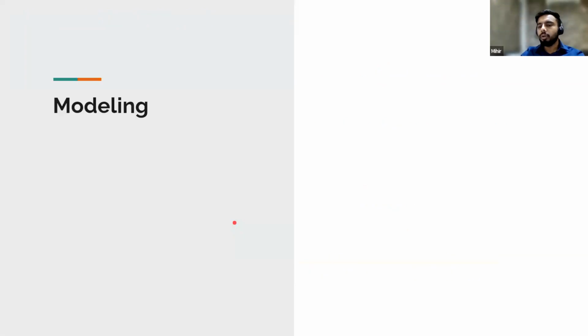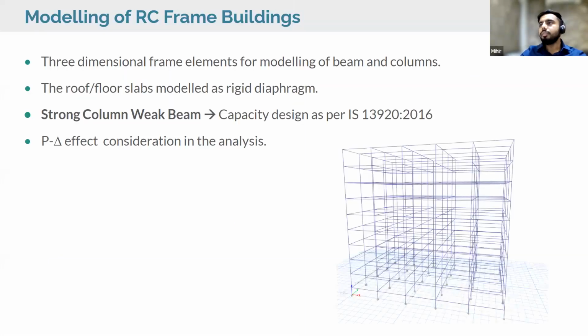So now we will be talking about the modeling things that are to be considered, and then we will move towards the demonstration part. So the model that we will be modeling today would be something like this. I'll have a G+9 building, and the 3D frame elements will be used for modeling of beams and columns, and the roof or slab will be modeled as the rigid diaphragm.